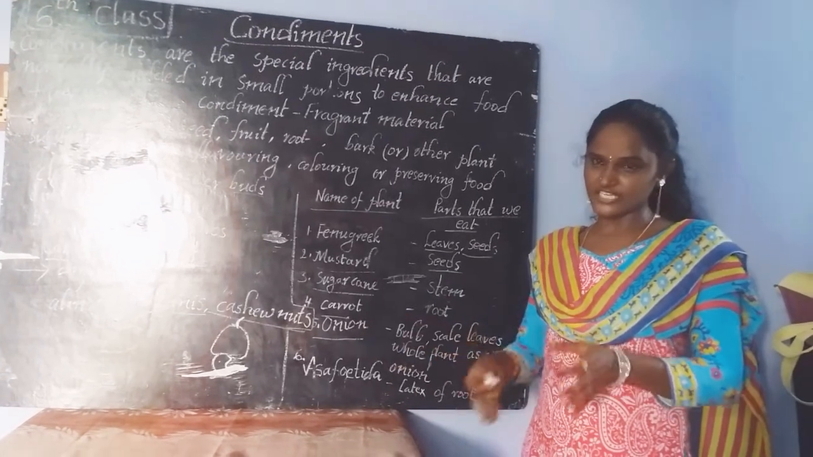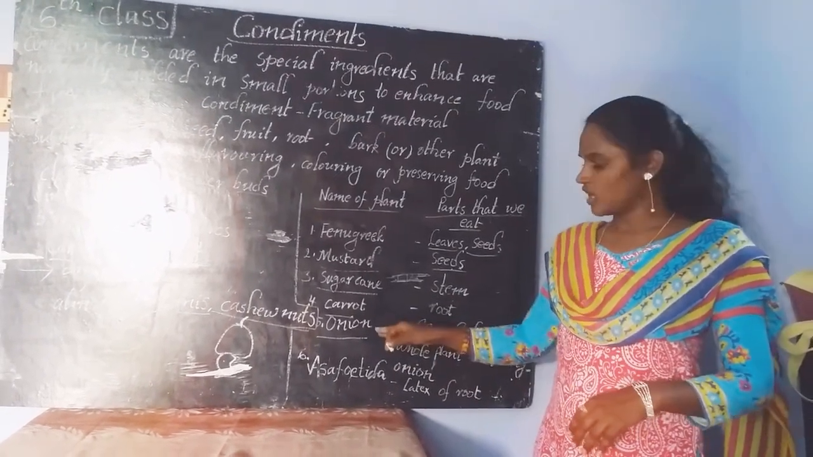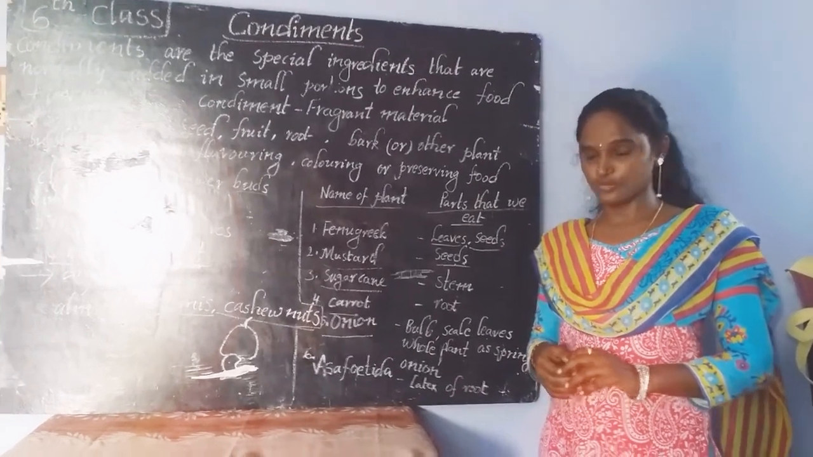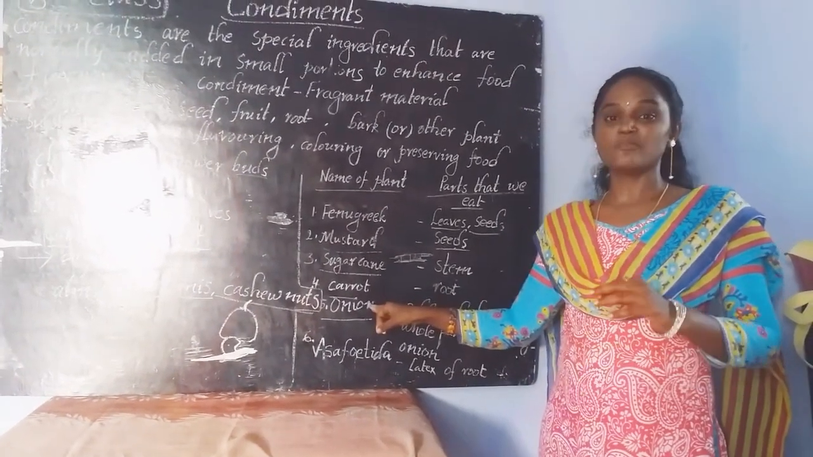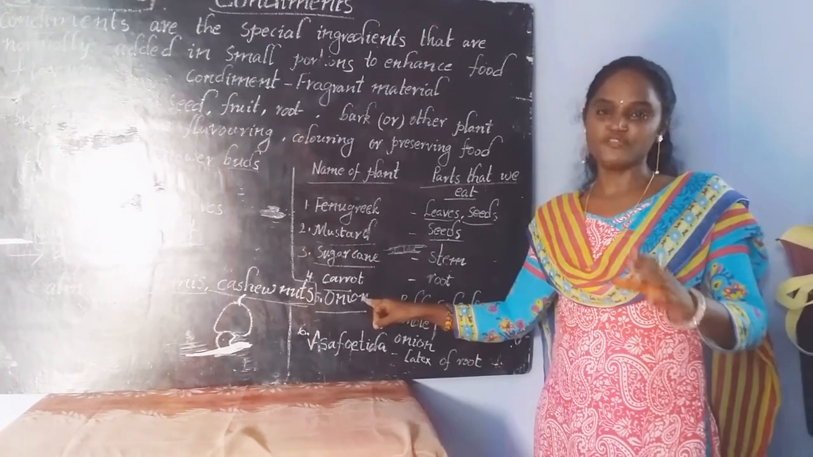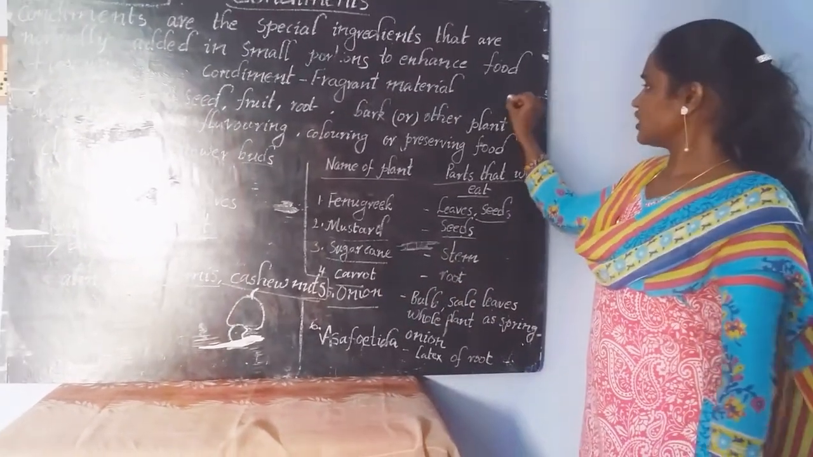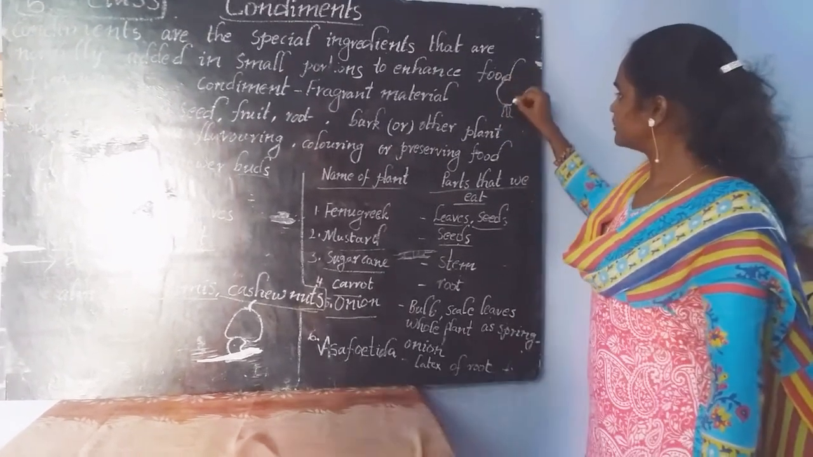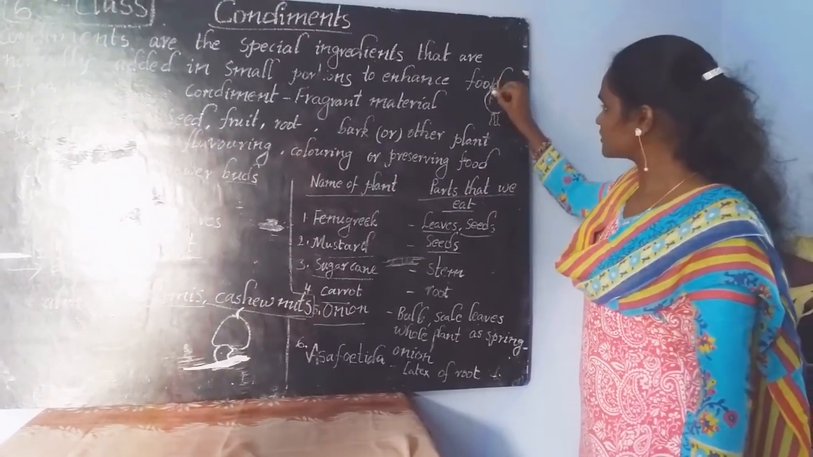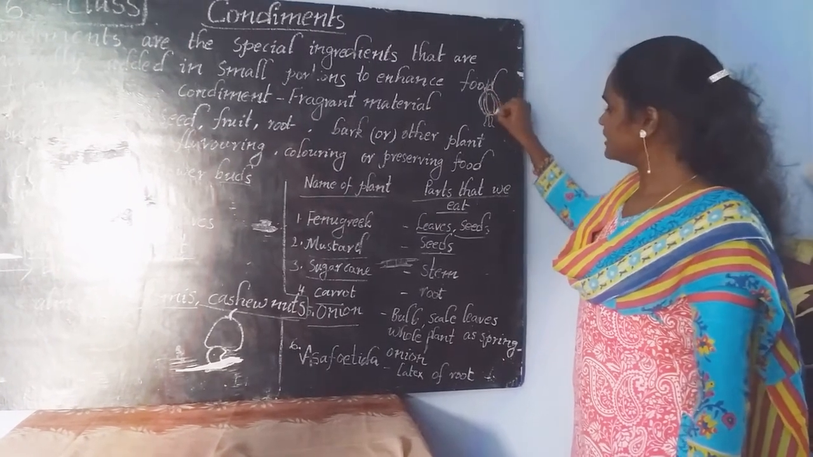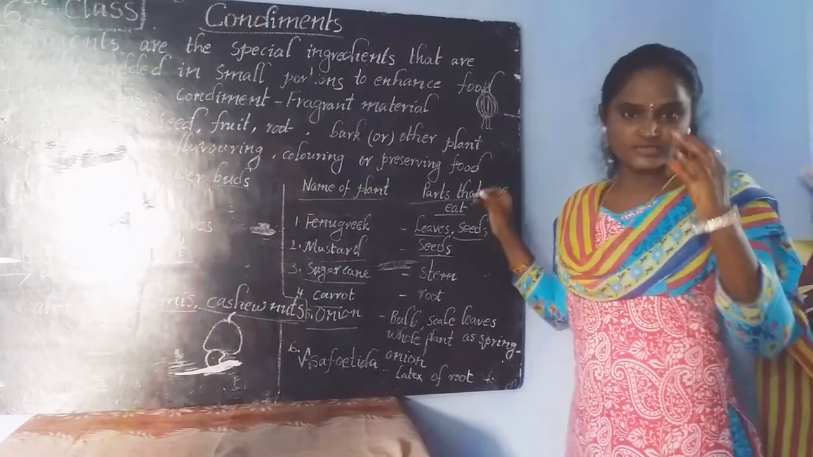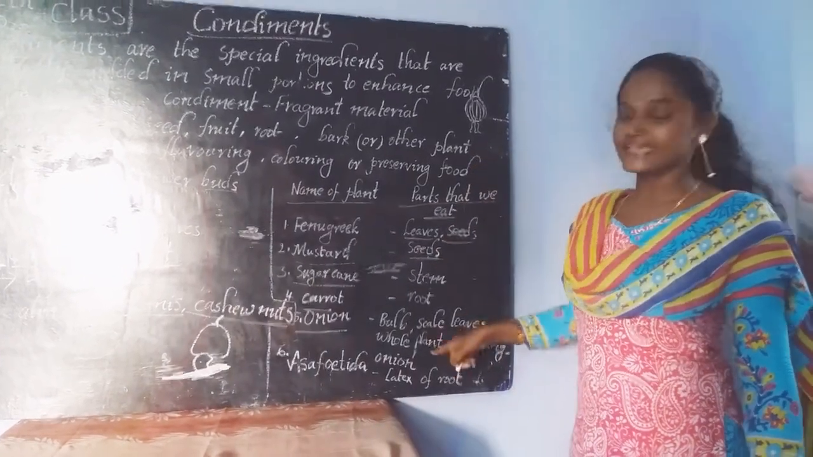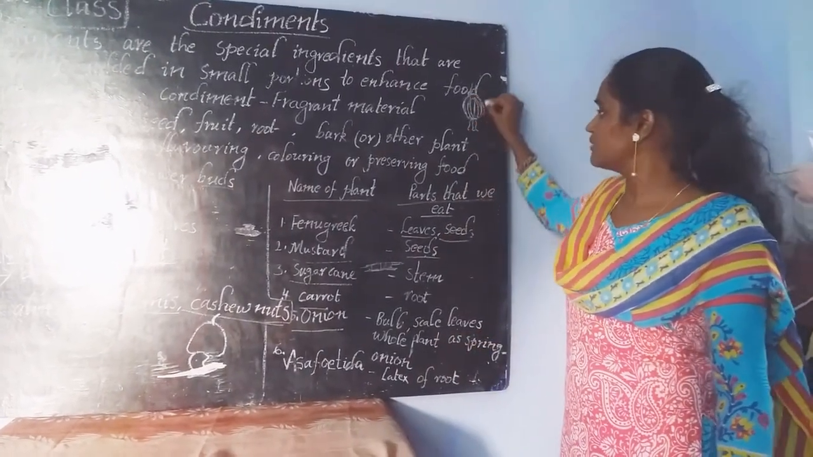Actually, we may think that it is present under the ground, so the onion belongs to the root. No, it does not belong to the root. The onion is a modified stem. If you see the onion, the base may contain roots, and here you may see a bulbous structure. And here you may find leaf-like scales. Those leaf-like scales are called scale leaves. And this one is the bulb.